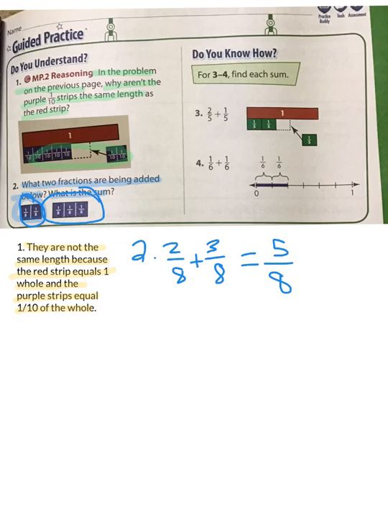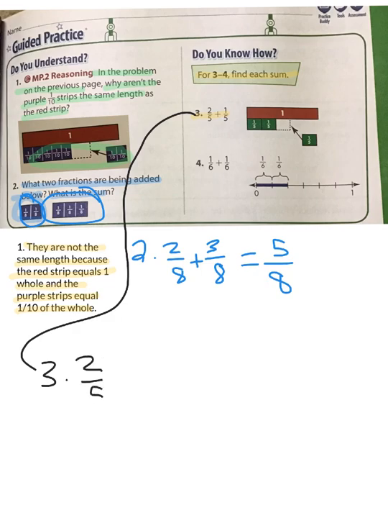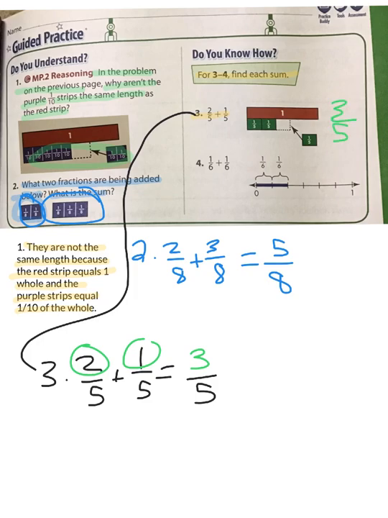Number 3 through 4, find the sum. So we need to add 2/5 plus 1/5. Remember that our denominators stay the same. I'm going to write this one down here so it's easier for you to see. So if we have 2/5 plus 1/5, our denominator is going to stay the same, so it's still going to be 5. And then we're just going to add 2 plus 1, which equals 3. So the answer to number 3 is going to be 3/5.